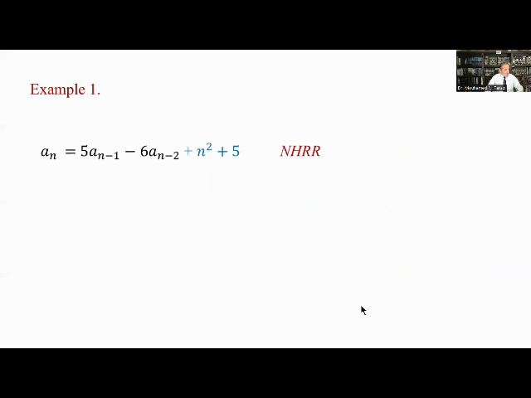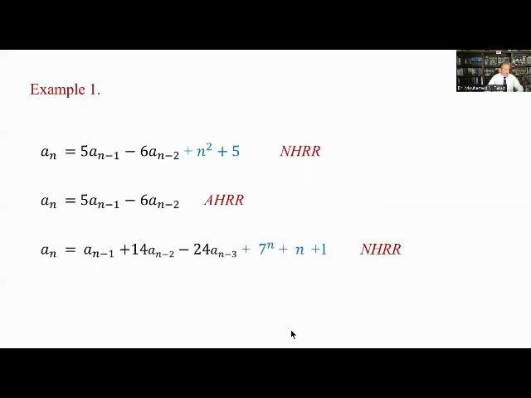Example: this is a non-homogeneous recurrence relation because I have this term here. If I take this term out, I get what we call the associate homogeneous recurrence relation. Same thing here. This is a non-homogeneous recurrence relation. This one is of degree 3, and this one is of degree 2. And the associate homogeneous recurrence relation is this one here. So we took this one out.